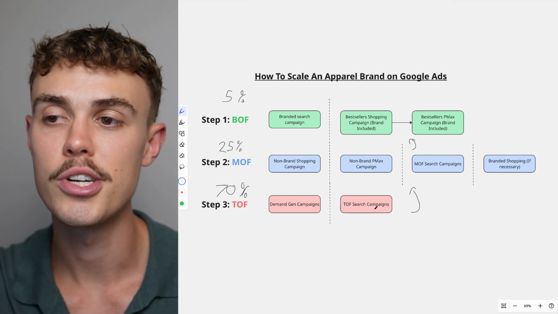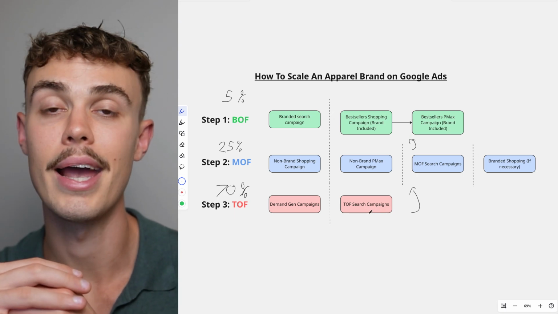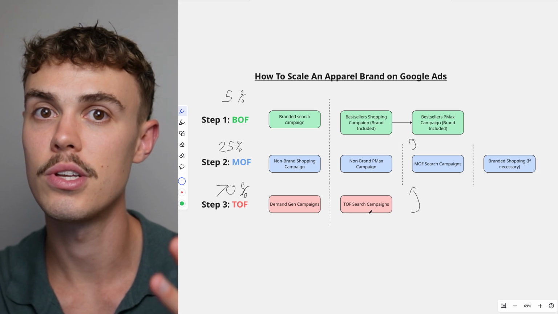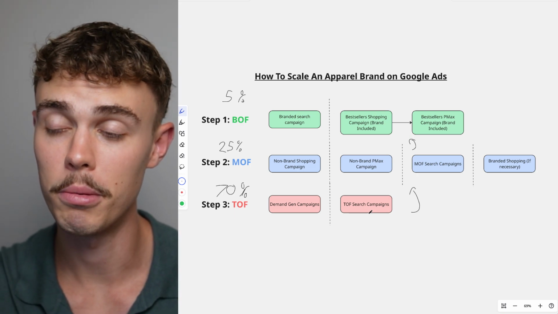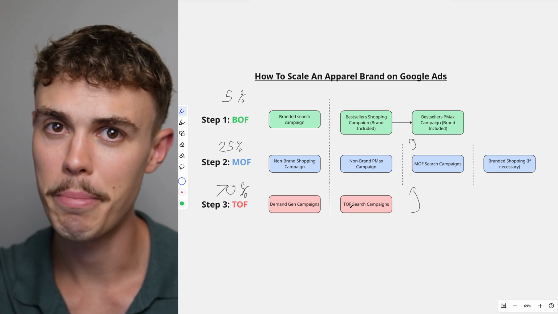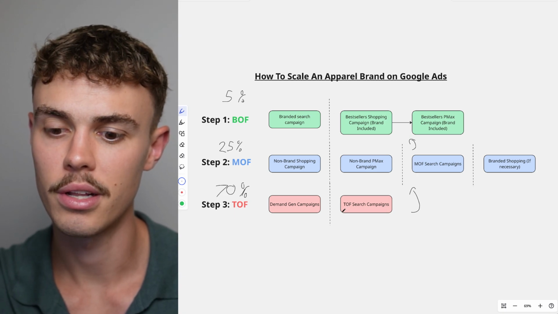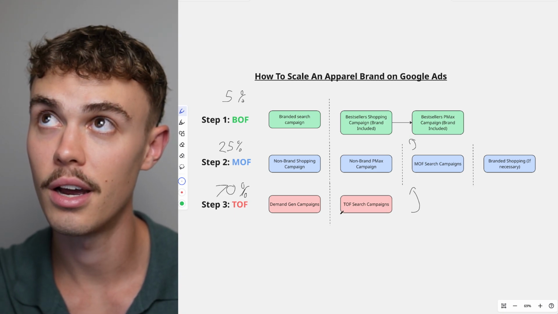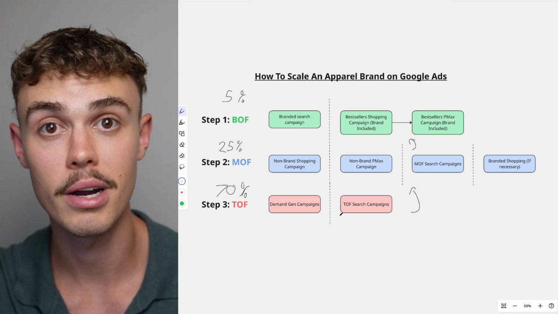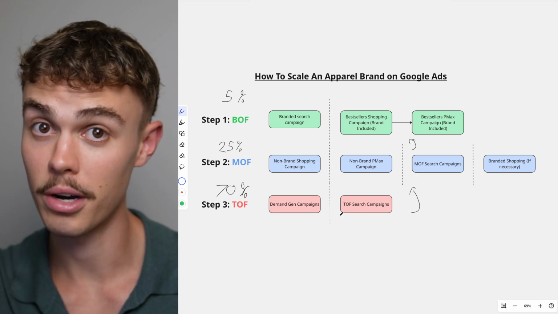Same with top of funnel search. Now, these are a little bit different though. So top of funnel search is usually trying to find people who are, again, unaware of your brand, but interested in something that solves a specific problem. So this is less common in apparel. Once again, you have to have a pretty niche apparel brand for this to be relevant. Let's take, for example, if you were selling a maternity fitness bra, right? So like a brand that sells a sports bra for pregnant women, right?